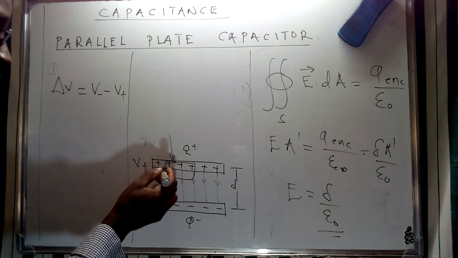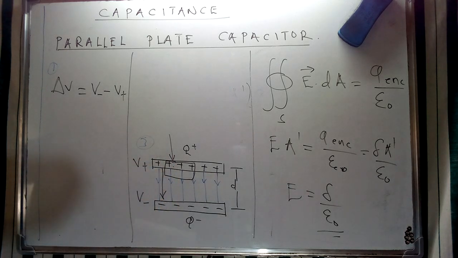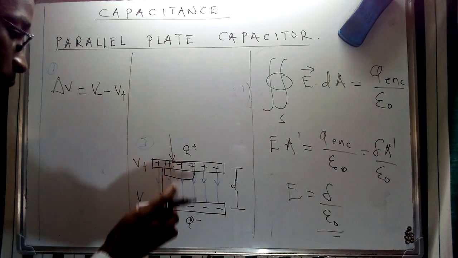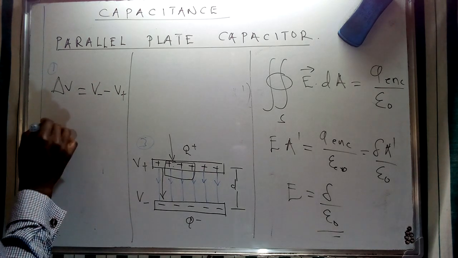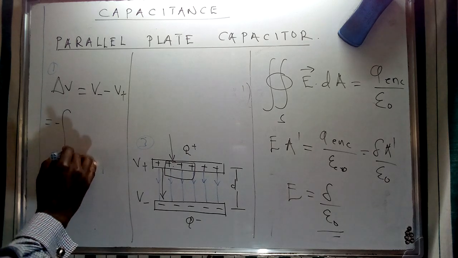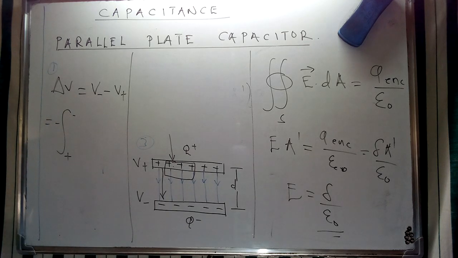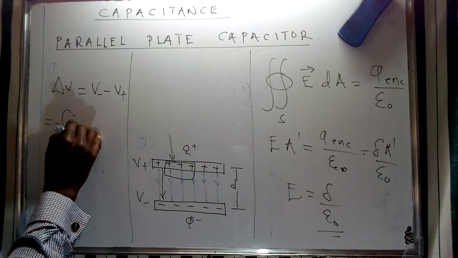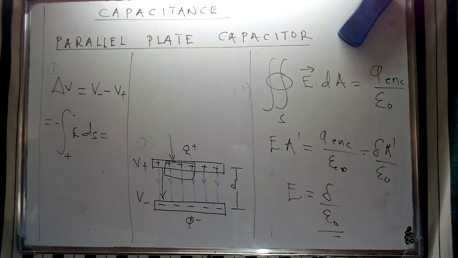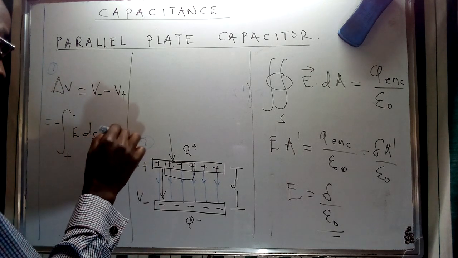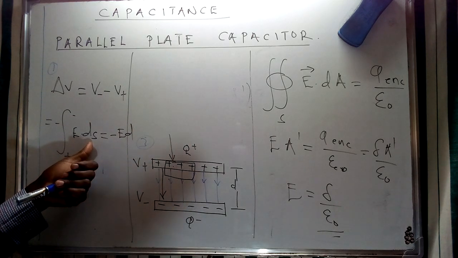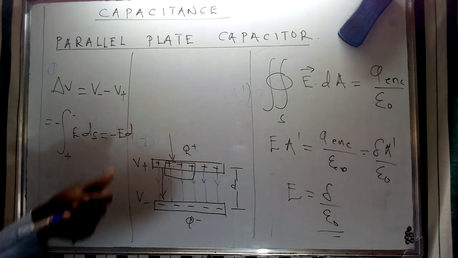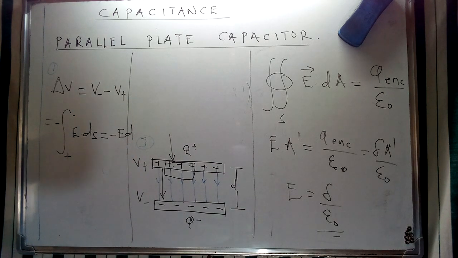If our integration path is going to run from the positive to the negative, then this is going to give us the potential difference, which is basically the negative integral from negative to positive of E ds, and then we're going to have this given as negative Ed. So basically, this implies the division of our distance, and then we're going to have this one given as electric field Ed.